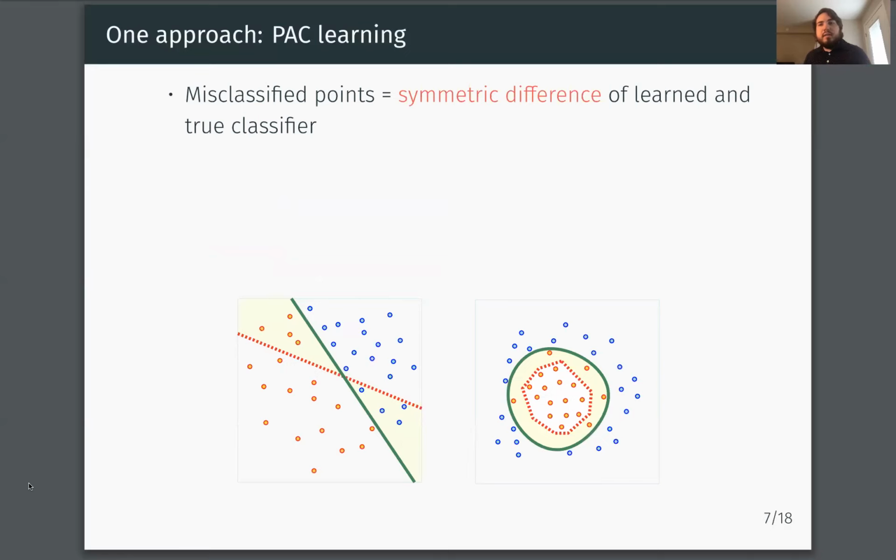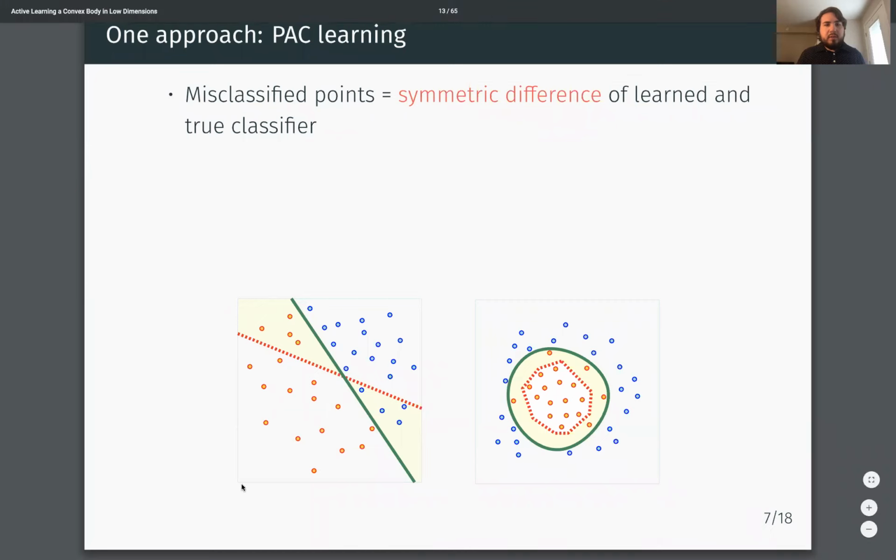So it turns out that if you look at, for example, learning a half space, what the algorithm does is it takes a collection of points and builds a half space classifier. And the set of points that it misclassifies is going to be the symmetric difference of the learned and true classifier.